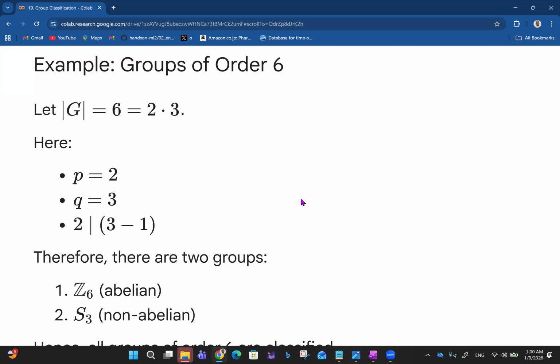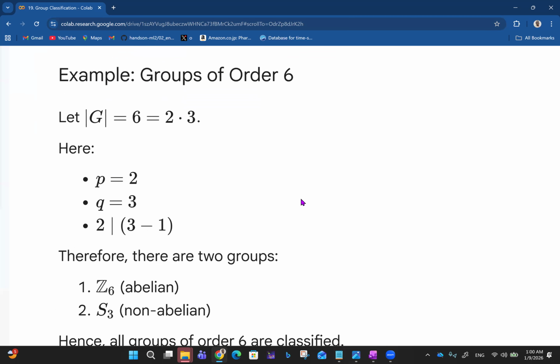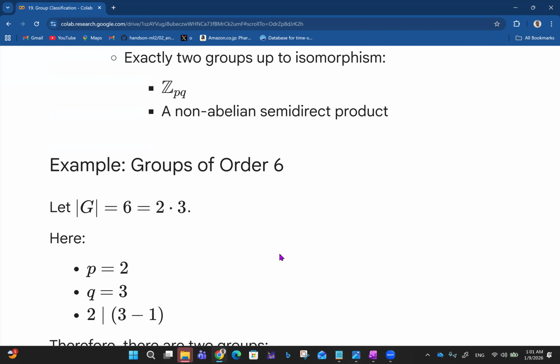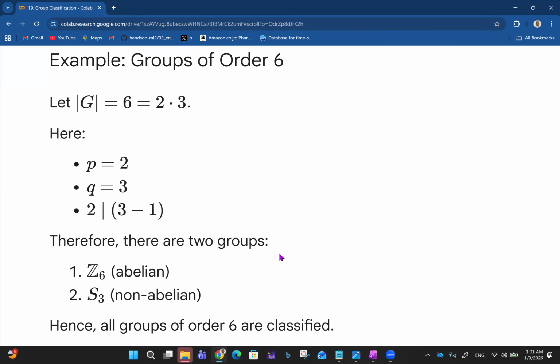Okay, so a very simple example to look at. Imagine you have groups of order 6, say the order of a particular group G is 6, which is 2 times 3. Here p is 2, q is 3. And you see here that 2 divides 3 minus 1. When 2 divides 3 minus 1 like that, there are two groups, just like we saw, Z_pq and a non-abelian semi-direct product. So there are two groups.